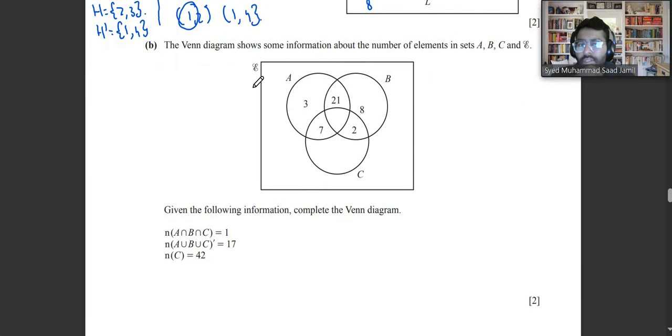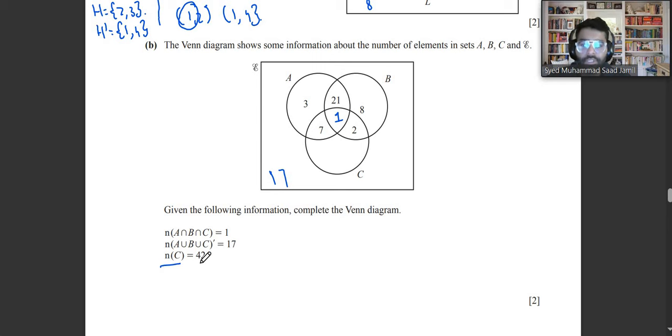In the next question, it says the Venn diagram shows some information about the number of elements in sets A, B, C and universal. Given the following information, complete the Venn diagram. Look guys, N of A intersection B intersection C is 1, so this is going to be 1. Then you have N of A union B union C complement. It means everything outside of A, B and C. So over here it is 17.